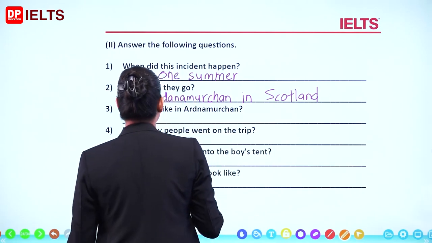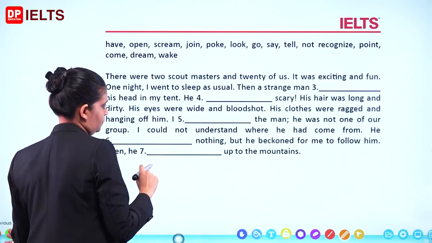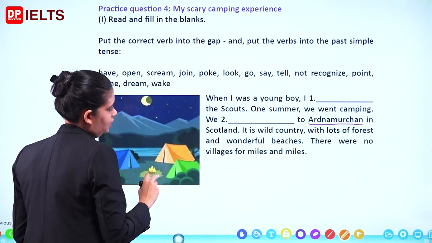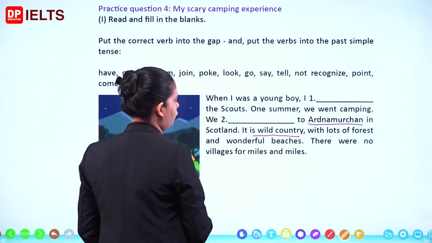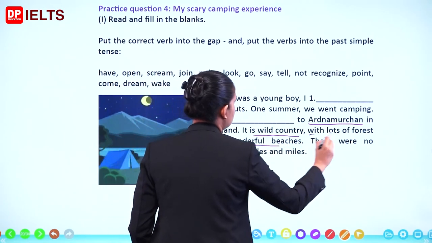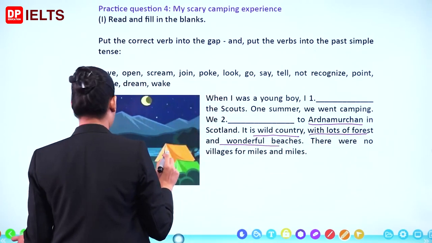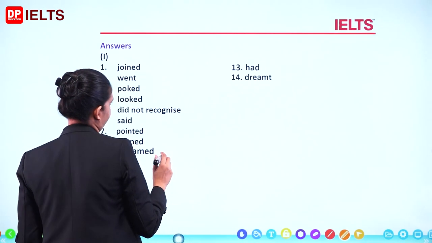Right, what is it like there in Scotland? So, it is wild country with lots of forest and wonderful beaches, okay? It is wild country.